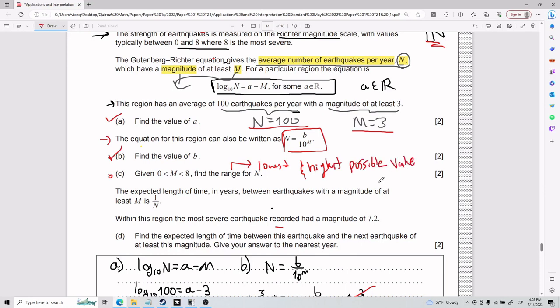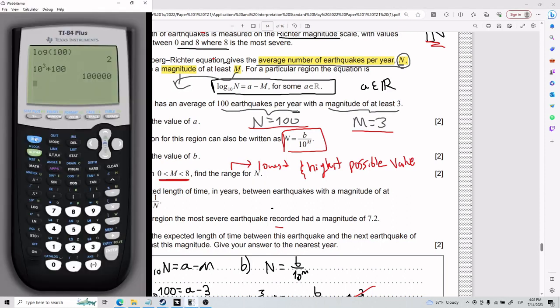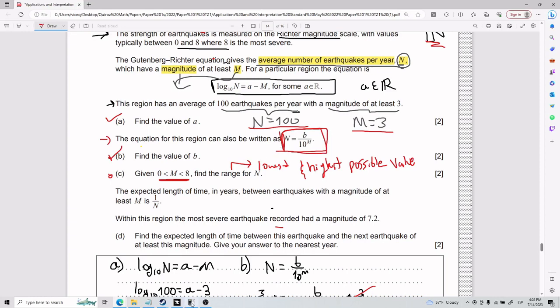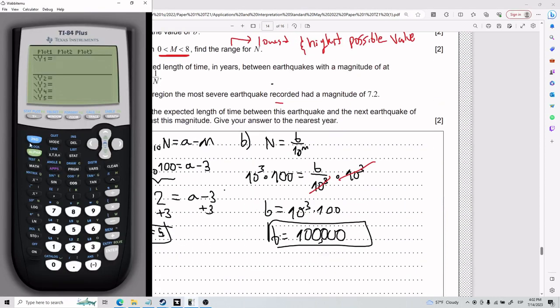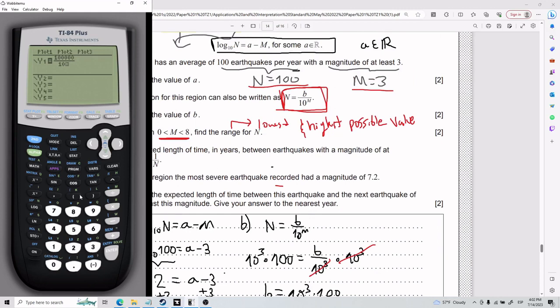And my formula goes from a certain amount to a certain amount. So m can only go from 0 to 8. Alright, now we're getting somewhere. So if I pull out my y equals and graph, I'm going to be graphing the thing in red. I found out that b was 100,000. How many zeros is that? 1, 2, 3, 4, 5. Divided by 10 to the power of m. I can go ahead and graph this.